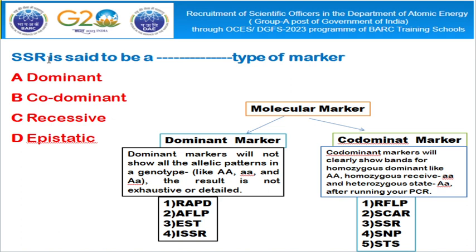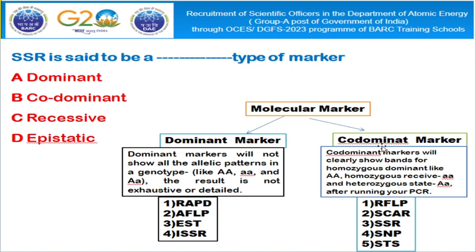Next, SSR is said to be a dash type of marker. Markers are classified into two types: one is called a dominant marker and another is called a codominant marker. In research, mainly codominant markers are employed because they clearly distinguish between homozygous dominant, like AA, and homozygous recessive, like small a. At the same time, using a codominant marker, you can also predict the heterozygous state of a particular allele.